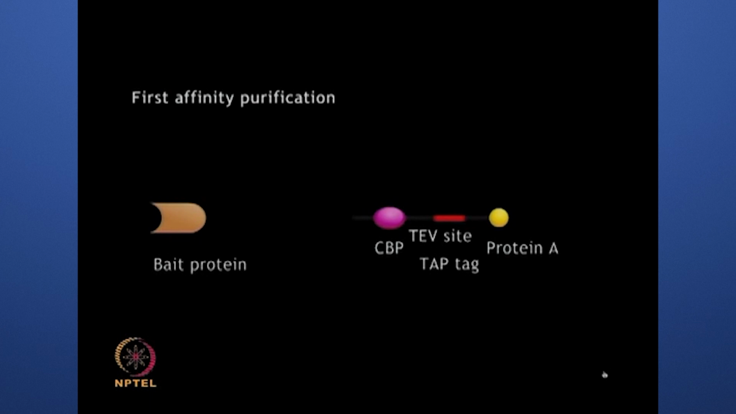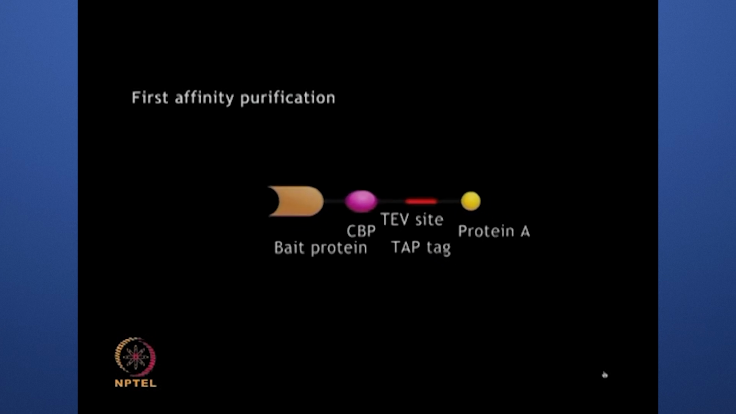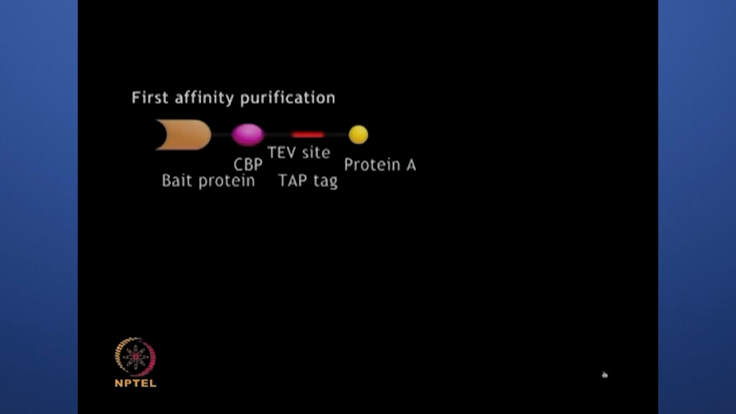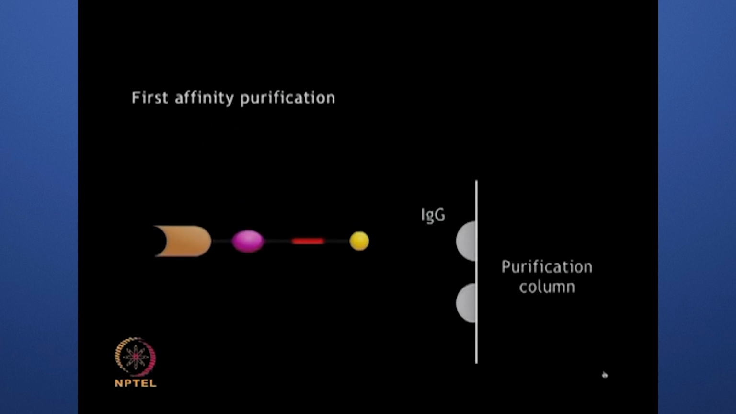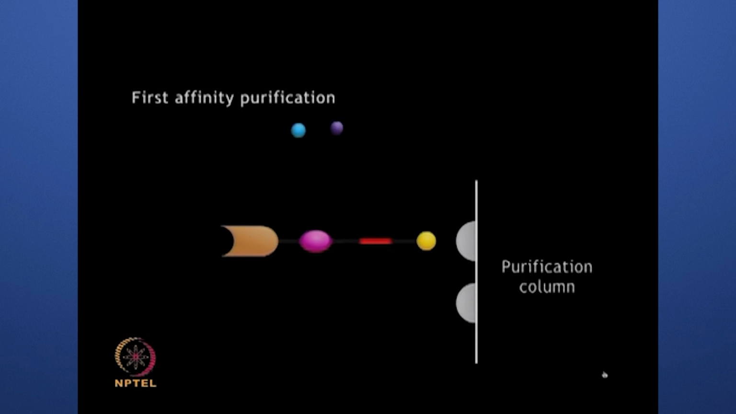In immunoprecipitation, the protein of interest is fused with a TAP tag, which contains a calmodulin binding peptide, a TEV cleavage site, and protein A. Depending upon the proteins to be studied, this tag can be modified. The tag is then bound to the column through affinity interactions between protein A and IgG. The protein mixture whose interactions with the bait protein are to be studied is then added.